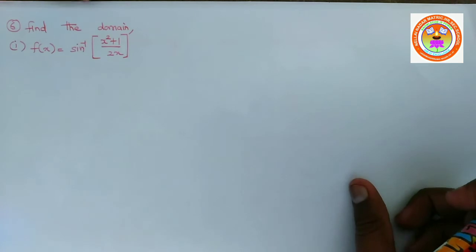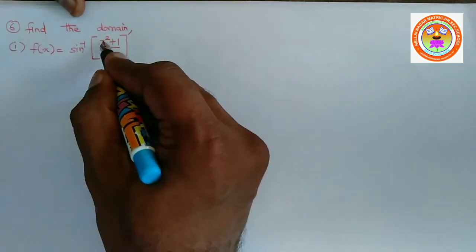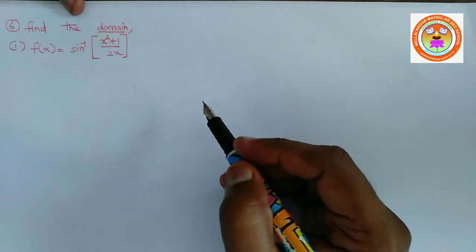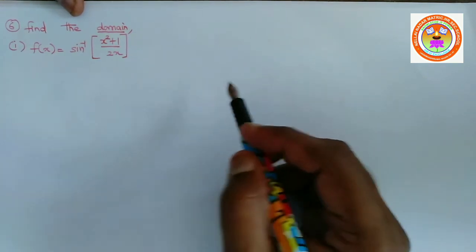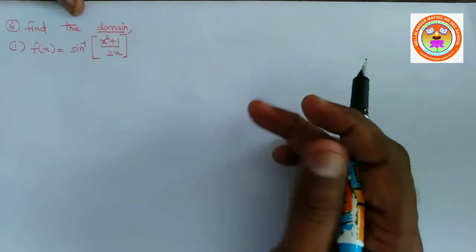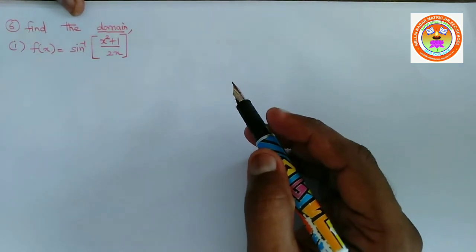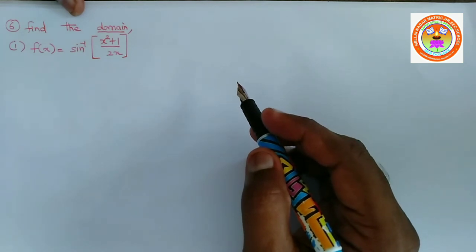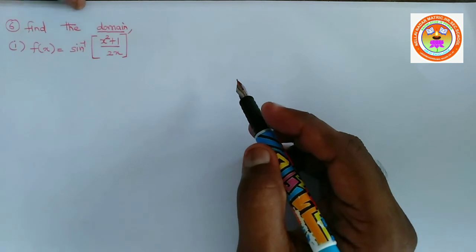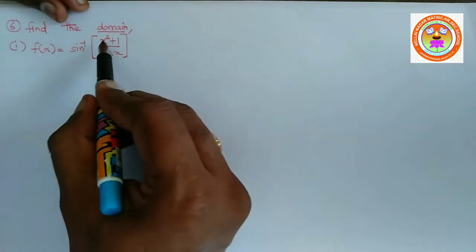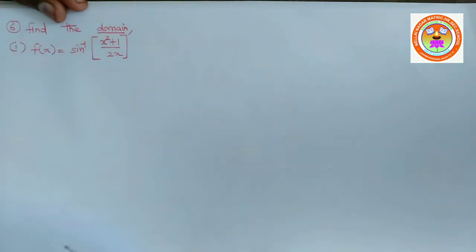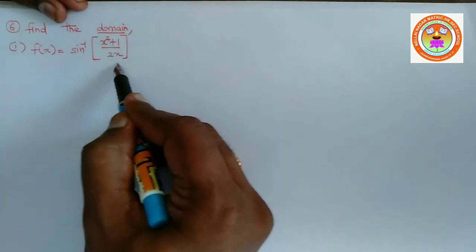Sixth sum, find the domain. What is my domain? Domain is nothing but where the curve lies on the x-axis, from which extent to which extent the curve lies on the x-axis. So this is called domain. For the solution, f of x is equal to sin inverse of (x square plus 1) divided by 2x. So here I need to solve only for the x values, that is, I need to find the x value. So I need to take x values alone.